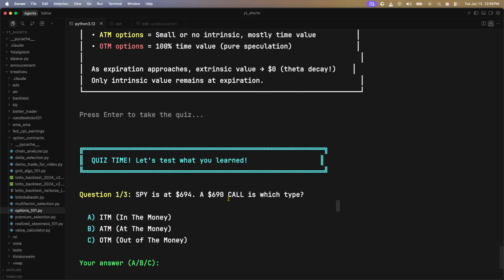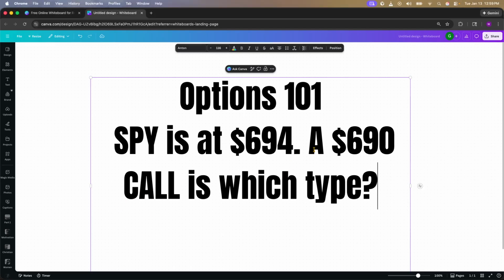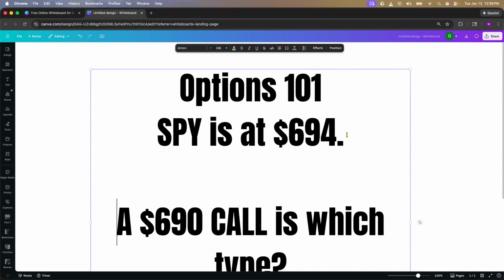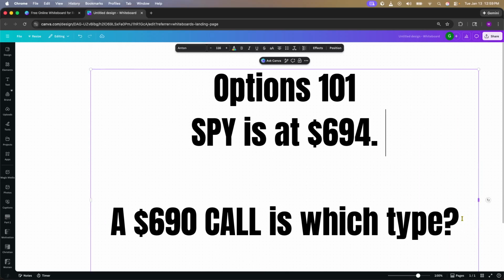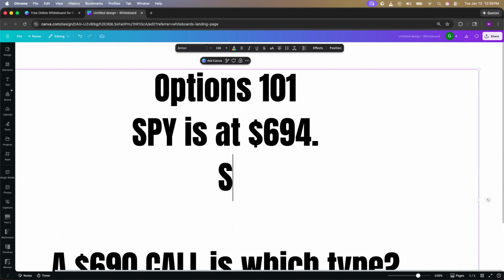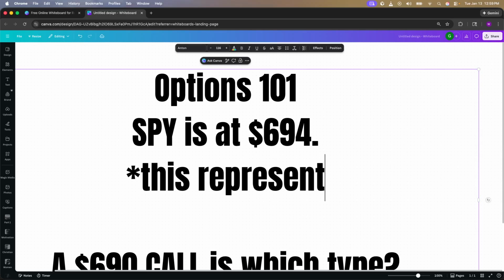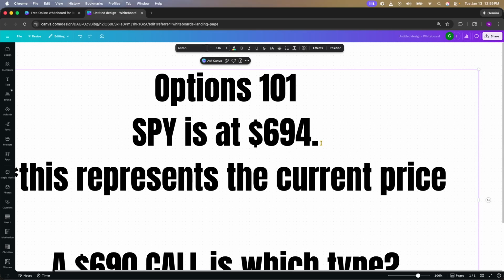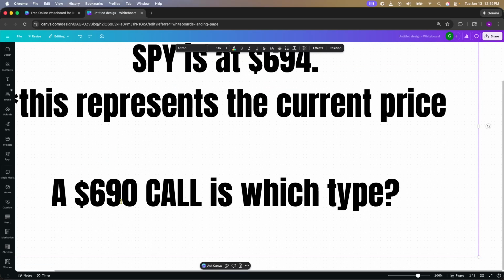A 690 call is which type, right? So let's come back over here, go to our board, and work this out based on what we know. SPY is at 694, so let's expand that a bit. SPY represents the current price, right? So if we have a call of 690, what type of call contract is this?